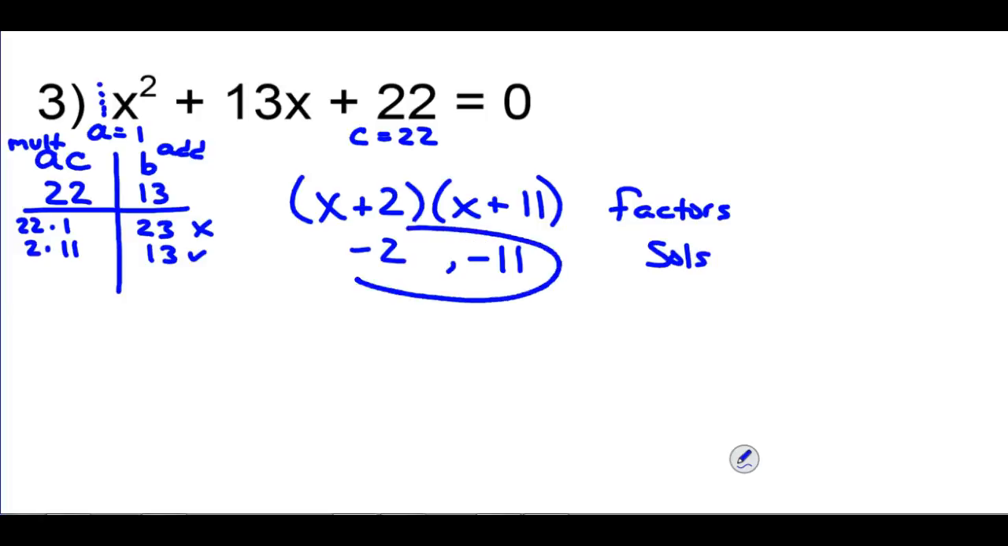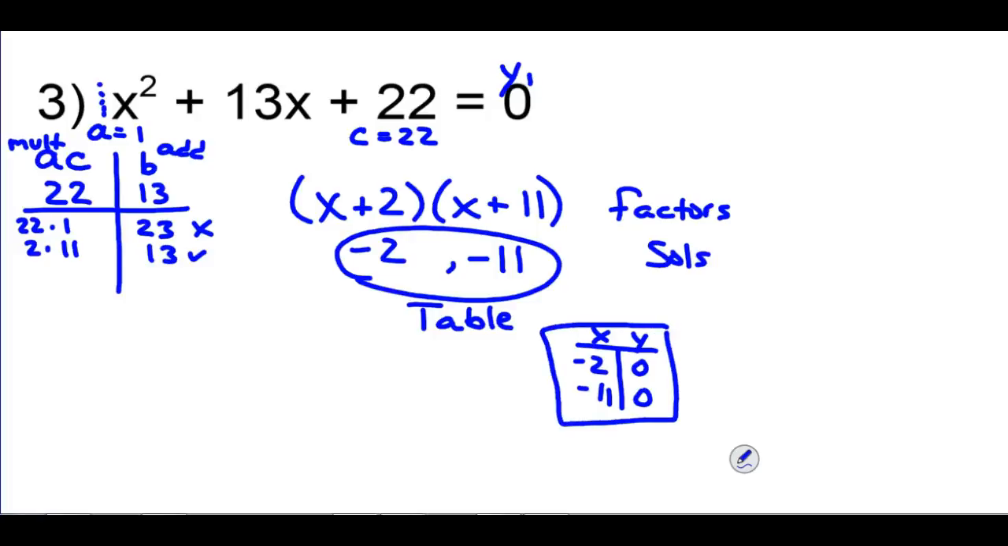These solutions can be found in the table of the calculator if you graph this in y equals. If you graph that equation there, you can look back in the table and you can see that when x is -2, y is 0, and when x is -11, y is 0. When you see that kind of thing in a table, this tells you that these x values are your solutions.